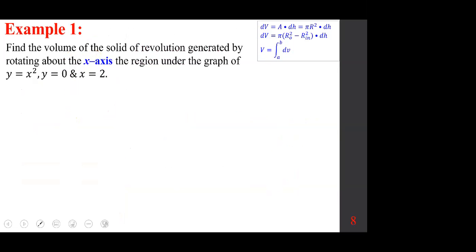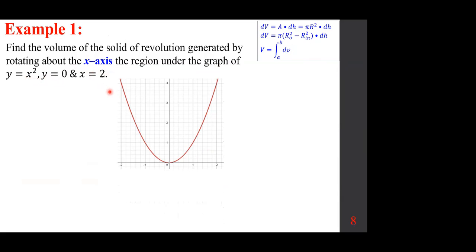We want to find the volume of a solid of revolution generated by rotating about the x-axis the region under the graph of this function. So we're going to graph this function, and it's bounded by these three, right? The function, y equals 0, x equals 2, and here's what you have. Now, y equals 0 is the x-axis, x equals 2 is a vertical line. So we are looking at this shaded region, class. This is the region of interest, okay?